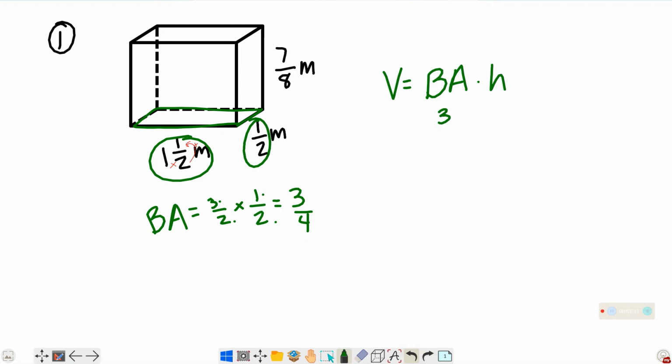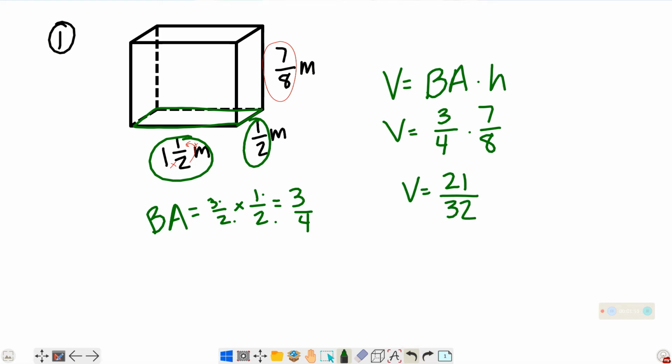So in this problem, BA gets swapped out with 3 over 4, and then we need to replace the H with the height of the shape. And the height in this case is 7/8. Okay, so the volume is 3 times 7, which is 21, over 4 times 8, which is 32.